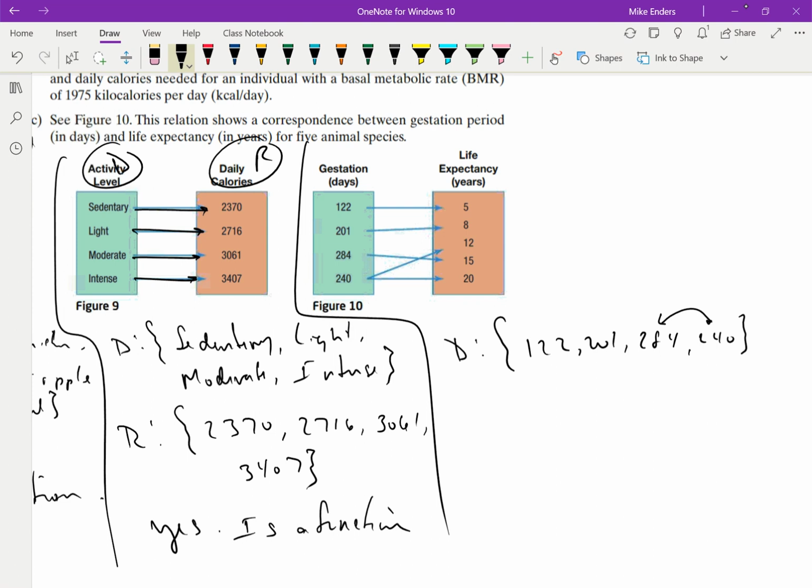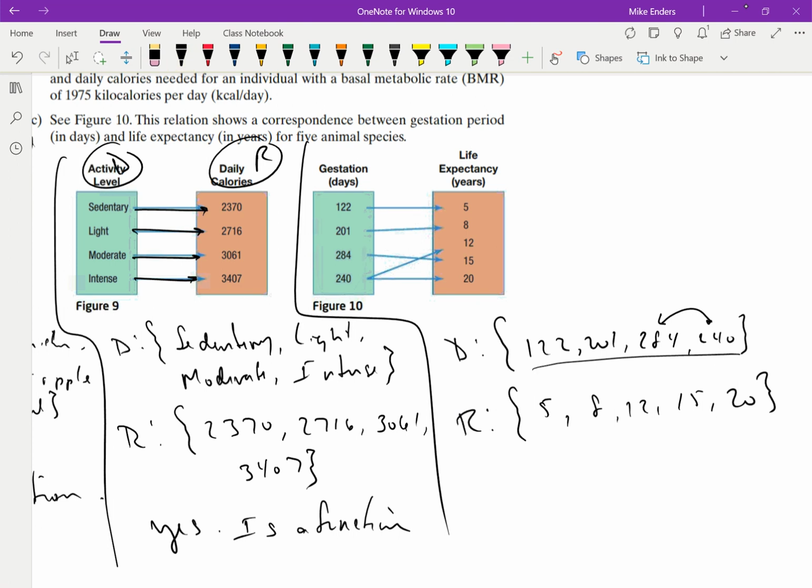And in this case, since I'm writing the list and I have my list already here, I'm going to go ahead and make my numeric list in the same order. So some of this is based off context. And so let's see, my life expectancy in years then, 5, 8, 12, 15, and 20. So listing our domain and our range.